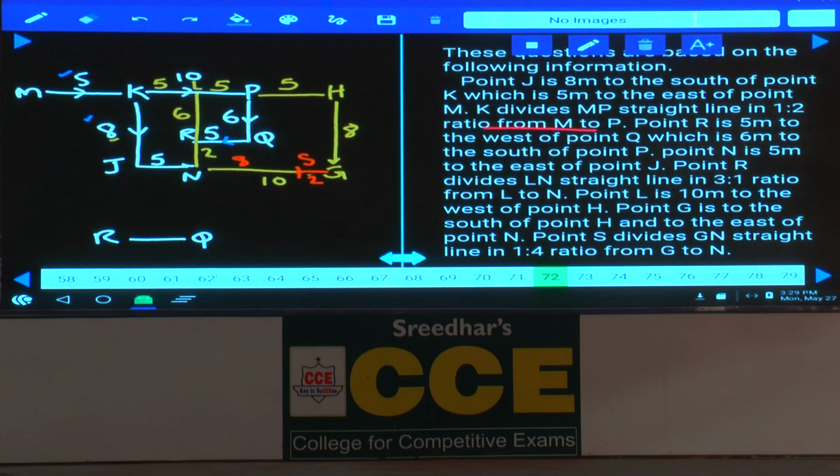Q is 6 meters to the south of P. And N is 5 meters to the east of J. Now the distance between J and N is 5 meters.